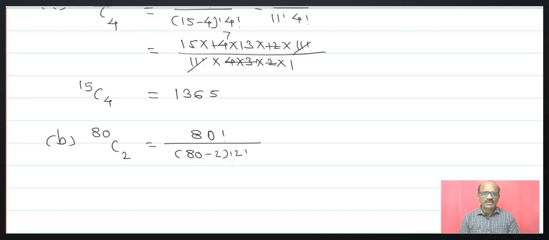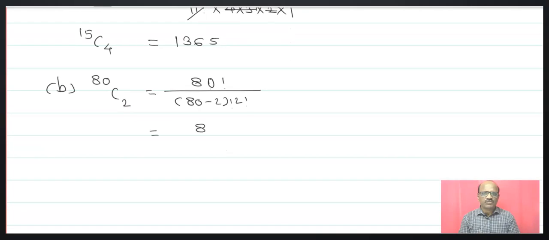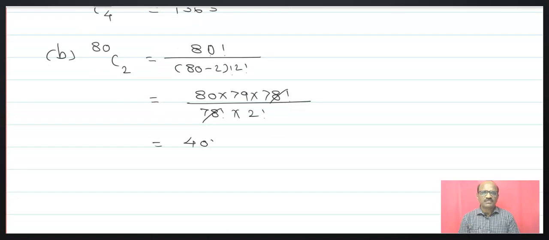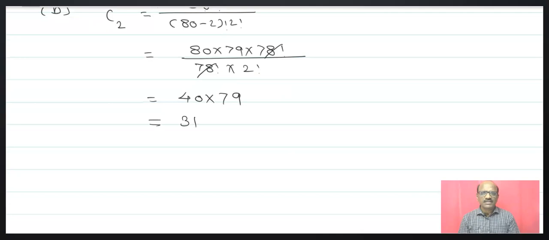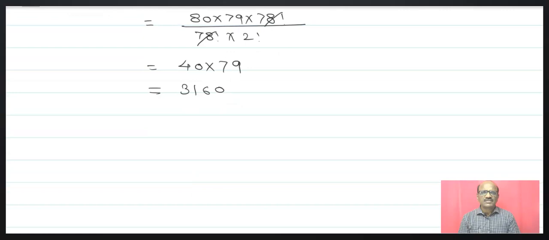80C2, that is 80 factorial upon 80 minus 2 factorial into 2 factorial, that is 80 into 79 into 78 factorial upon 78 factorial into 2 factorial, that is equals to 40 into 79, that is 3160.